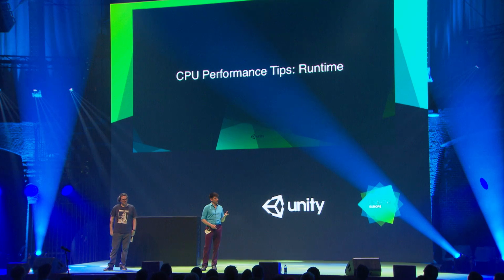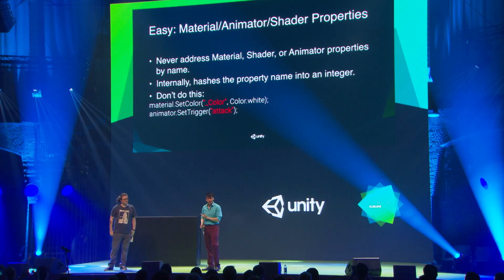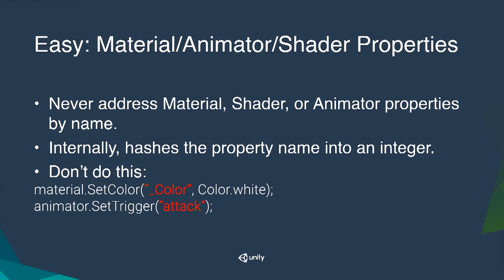I'm going to talk about a few things that can speed up your game loading at runtime. Again, most of this can be answered by the profiler. But first, easy win, animator and shader property IDs. A lot of people just call these by strings. I've seen this in many games, professional programmers, first-time programmers alike. Whenever you're calling material set color, get color, whatever, you simply pass in the name of the shader property, just like I highlighted here in red.